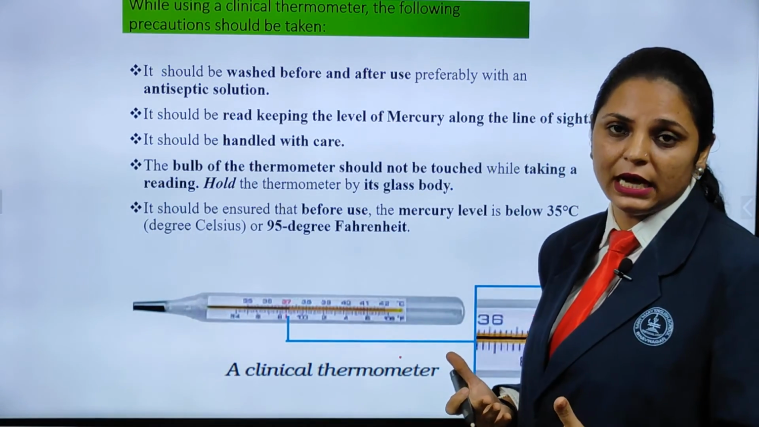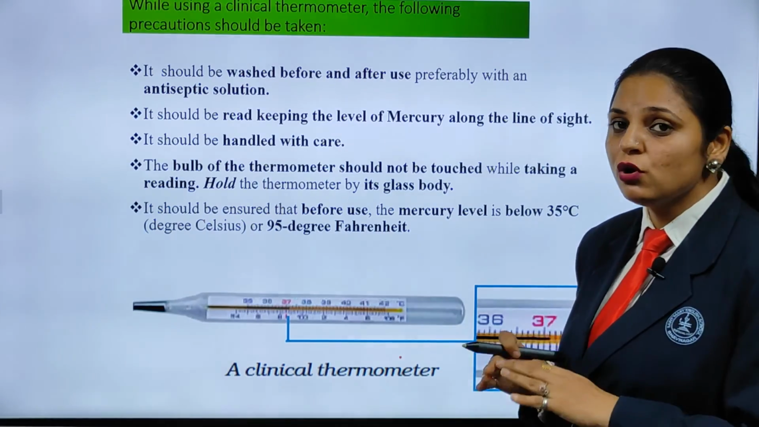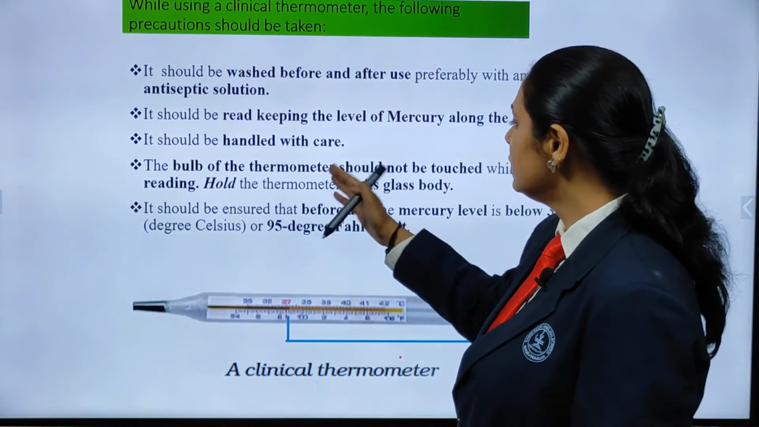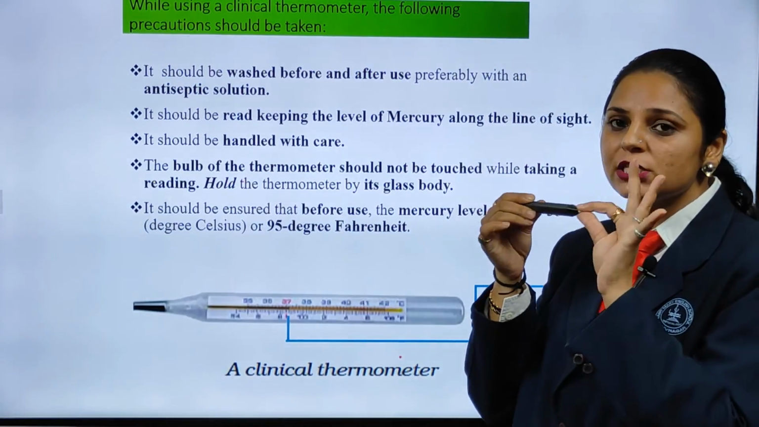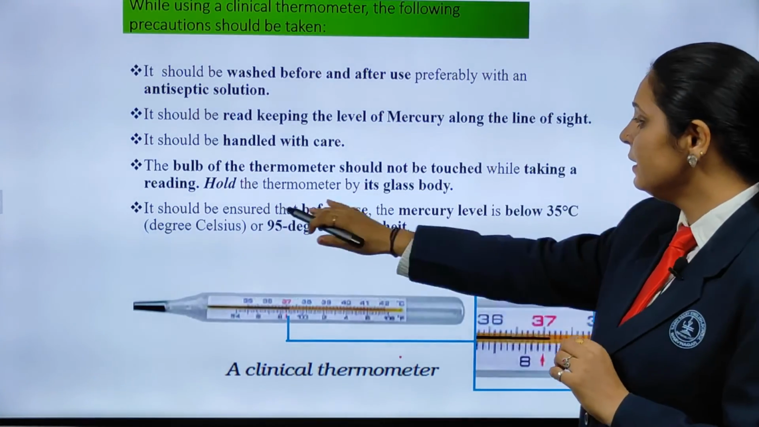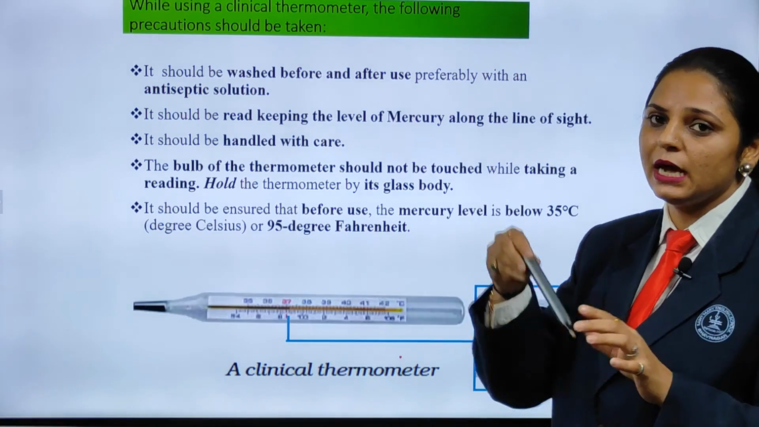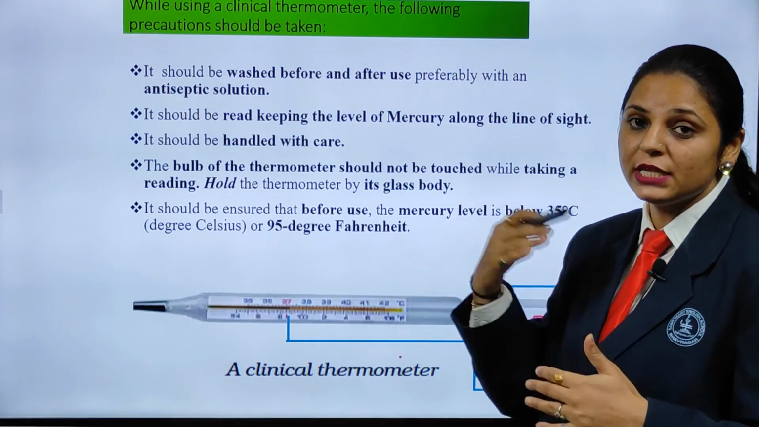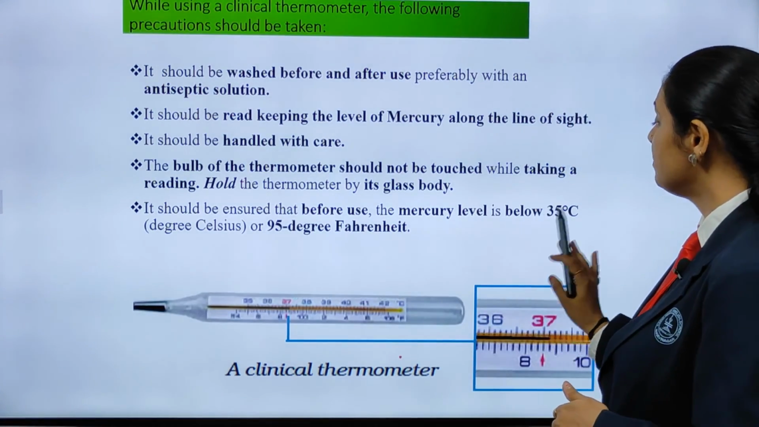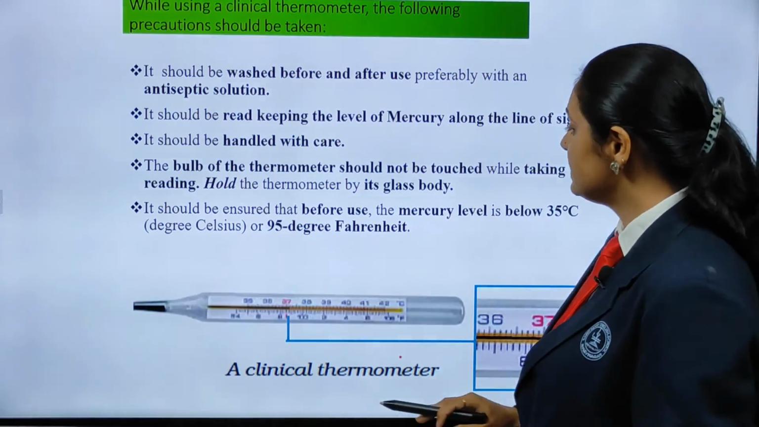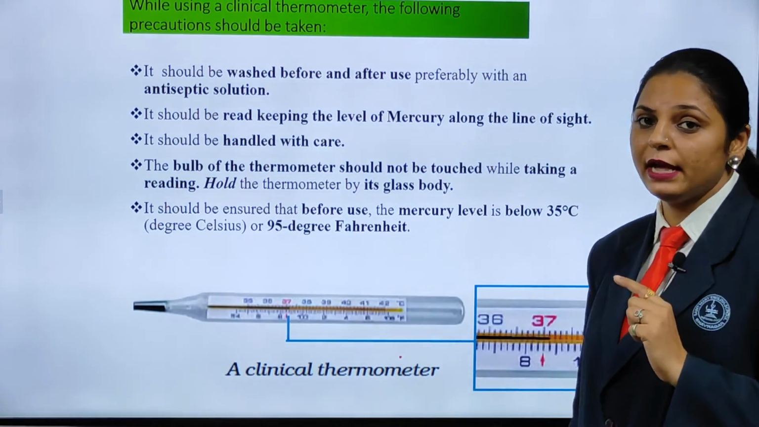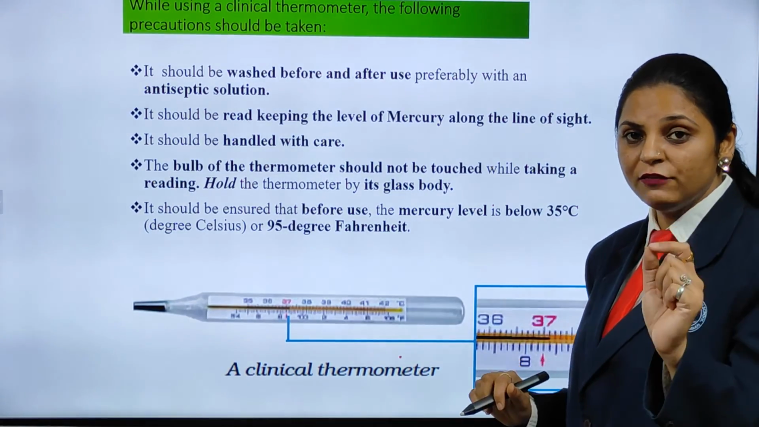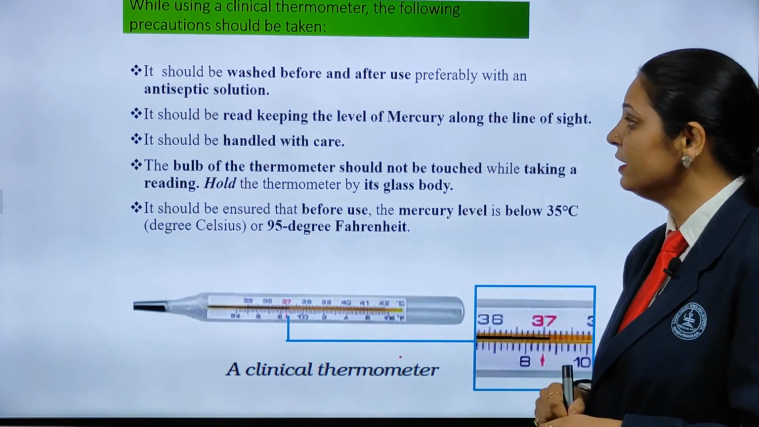Why? Because it is made of glass, and if broken, the mercury is not easy to handle and it may also cause harm to our health. The bulb of the thermometer should not be touched. We should not touch the bulb while taking a reading, because you hold the thermometer by its glass body, by the upper end. Before using the thermometer, you have to ensure that its temperature is below 35 degrees Celsius or 95 degrees Fahrenheit. Note down that 35 degrees Celsius is equivalent to 95 degrees Fahrenheit.